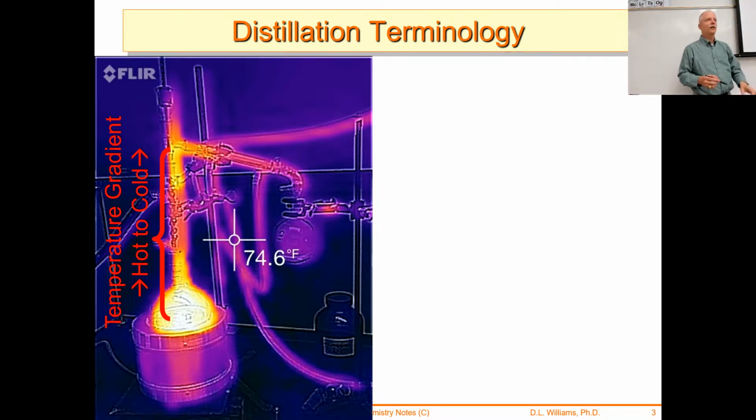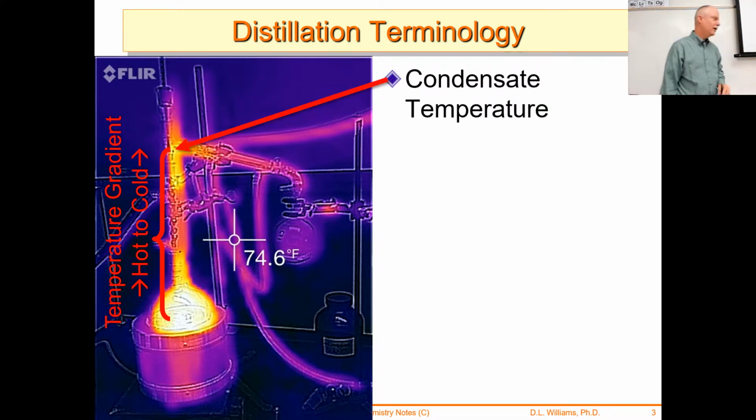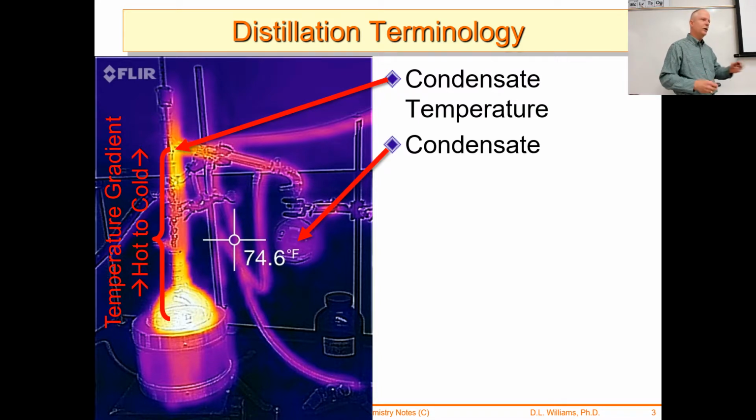And down at the bottom you have a higher boiling point. You have this temperature gradient. The bottom has the boiling point of the mixture. The top has the boiling point of the condensate. So that's the condensate temperature at the top. Here's the condensate if you were to collect it.